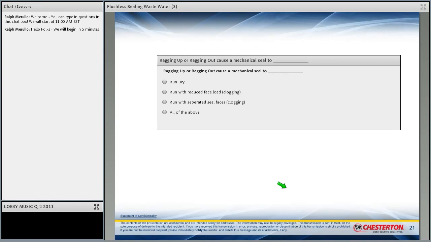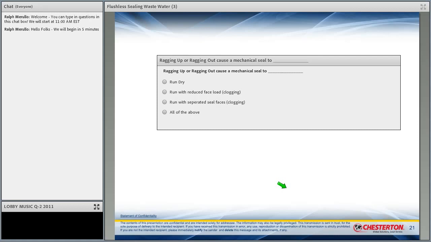So I've opened the poll. Ragging up or ragging out causes a mechanical seal to run dry with reduced face load, clogging, run with separated seal faces, clogging, all of the above. What do you think, folks? Seeing a little bit of both right now, huh? All the above, all the above.